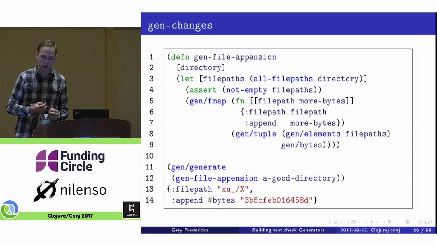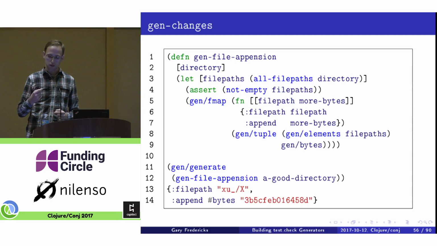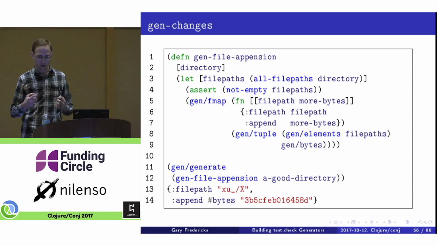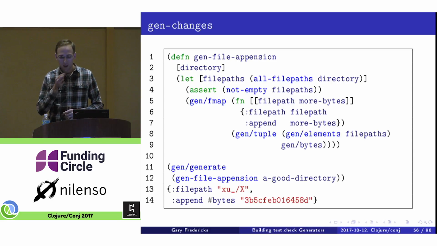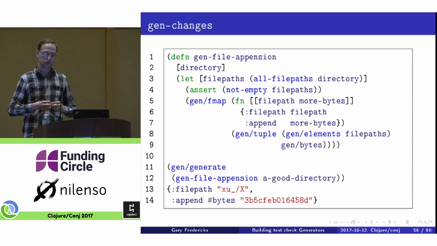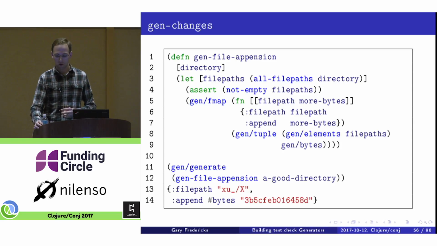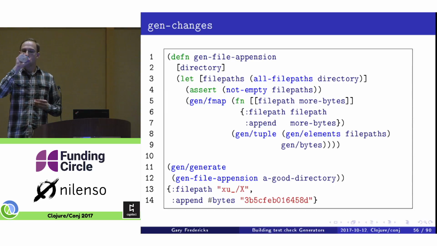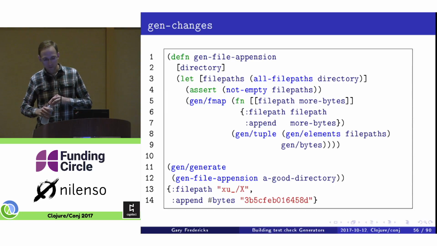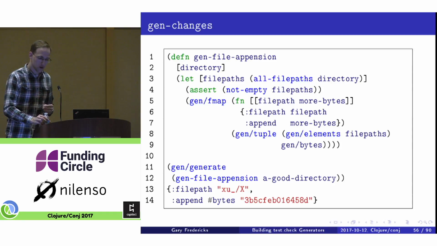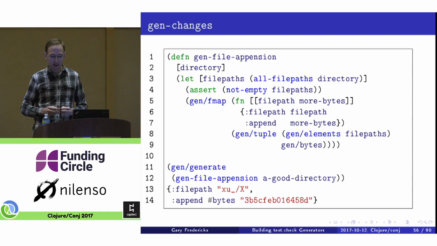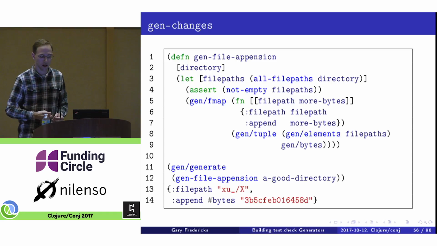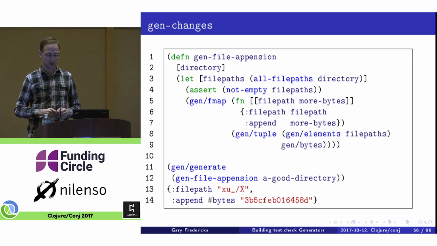We also generate some random bytes on line 9, and we combine both of these things with the tuple generators, so we want to generate them in parallel. And then we use fmap to pass them into a function that will wrap them up in a map for us on lines 5 through 7. So we can use the directory we saved earlier. We can pass it to this function on line 12 and then generate something from that generator, and we'll get a random file path and some random bytes.